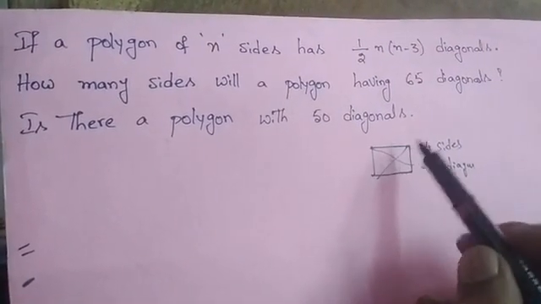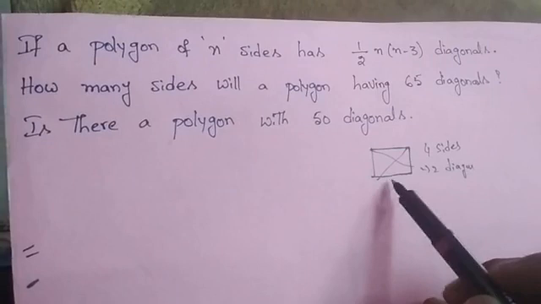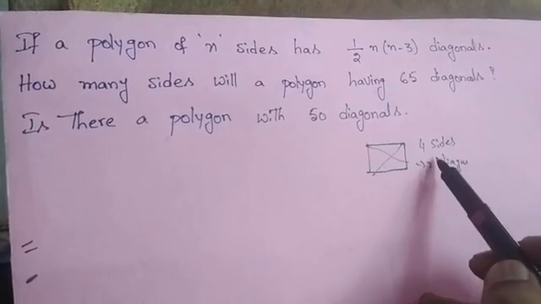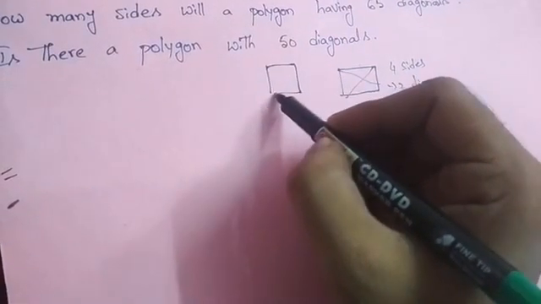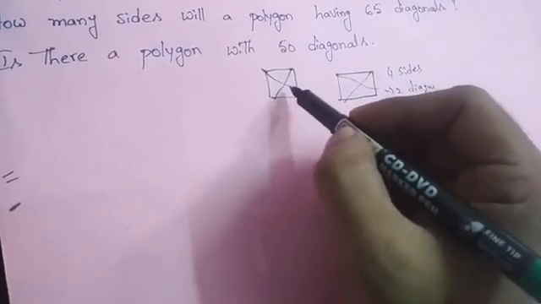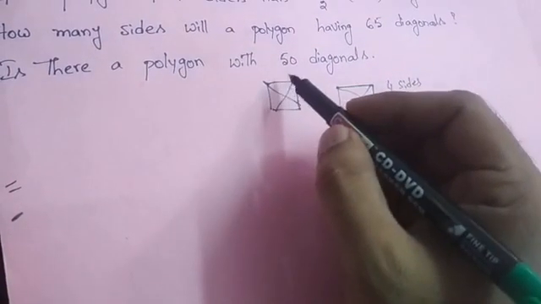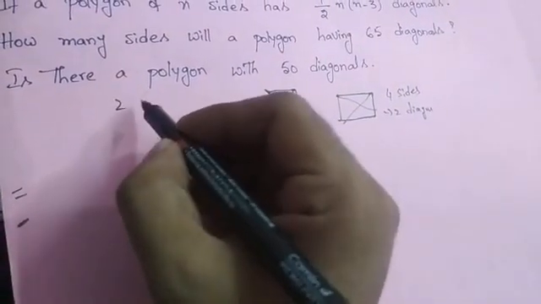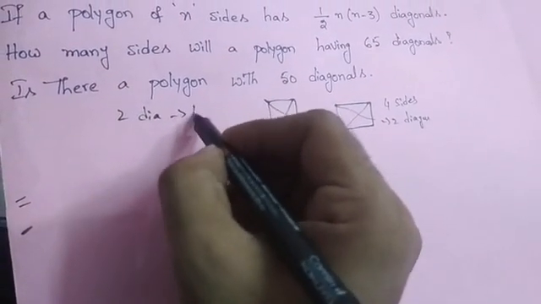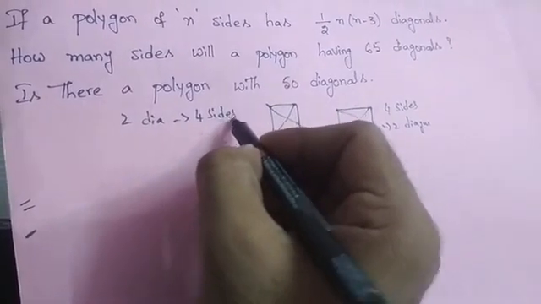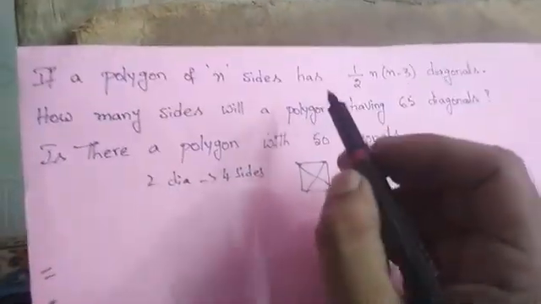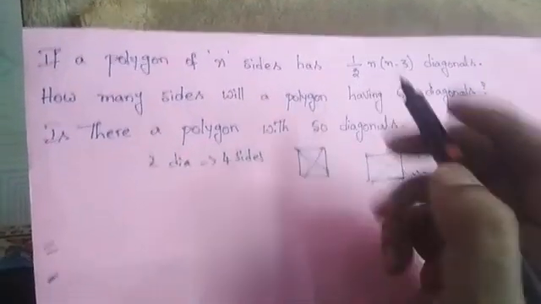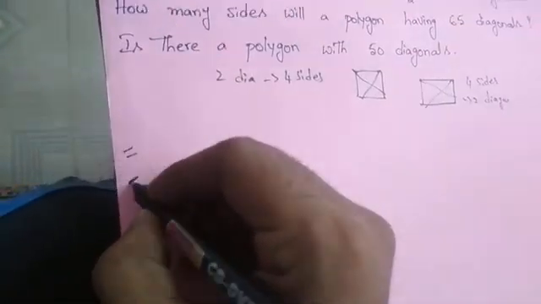For this polygon, if there are 65 diagonals, then similarly, if you take a square with 2 diagonals, the number of sides will be 4. So for 2 diagonals we get 4 sides. If the number of diagonals increases, then we have to find the number of sides. So how to calculate sides? We will start the solution.